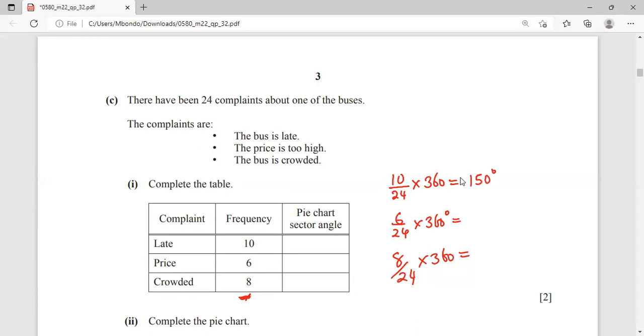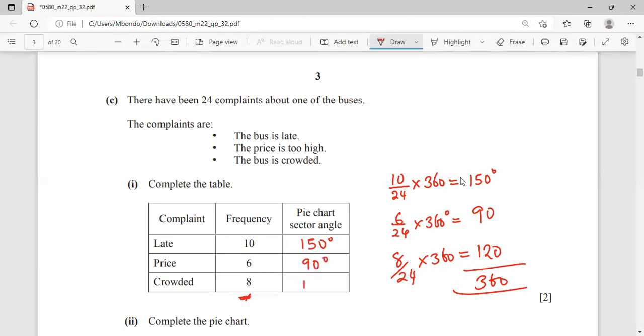Okay. What do we get on the first one? This one is going to give us 90. And then the last one is going to give us 120. When we add these three, they should give us 360. So this is going to be 150 degrees, this is going to be 90, and this is going to be 120. Okay, that is what we are supposed to do at this point.